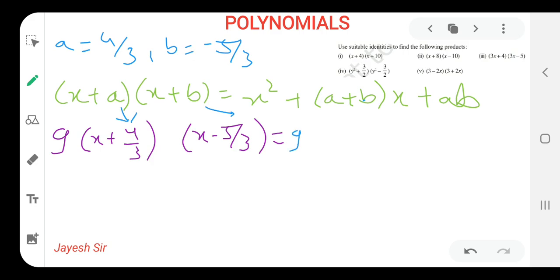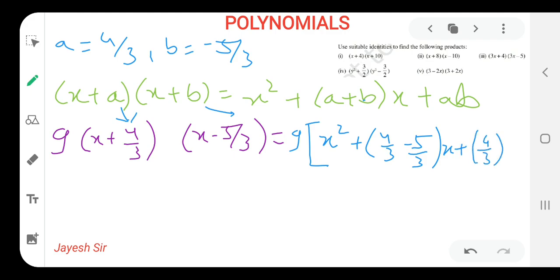9 we have to take outside and the formula works for the inside one. Now what we have to do: x square as it is, plus A, which is 4 by 3, plus B, which is minus 5 by 3, x as it is, plus the bracket with A, which is 4 by 3, and B, which is minus 5 by 3. I hope you all are getting it. Till now we have done our sum.